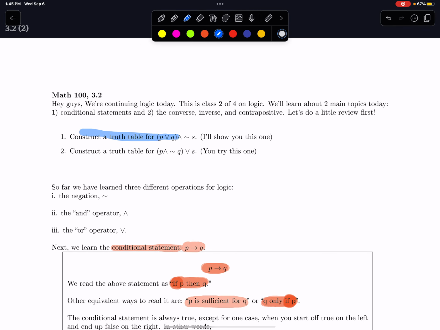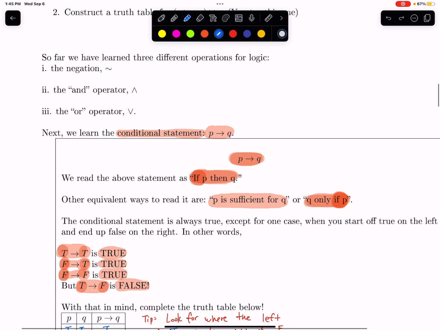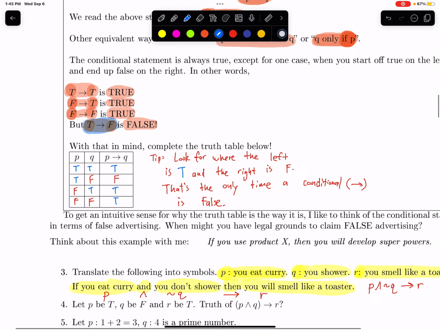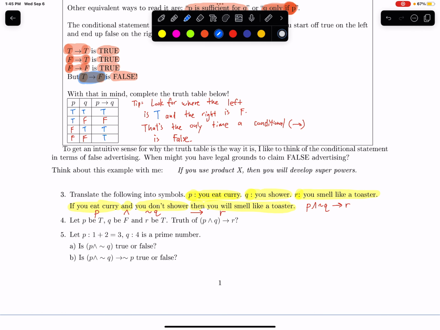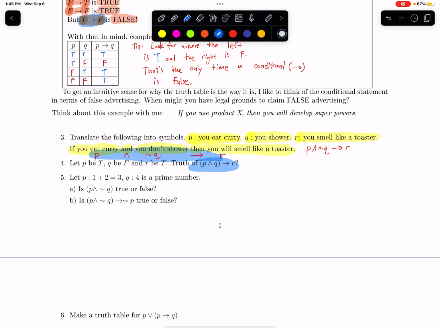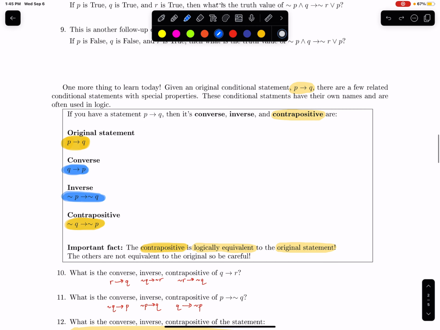Well, we started with just reviewing. We learned how to make bigger truth tables with 3 things, but using the same operators that we had before, right? The ands and nots. And then we learned about the conditional statement. That was the big new one for today. We learned that it's only false when you start off true on the left and then false on the right. In all other cases, it's true. Then we did some truth tables with that. We practiced interpreting and translating from symbolic form and vice versa. We evaluated the truth of compound statements involving the conditional statement. And then we learned about the converse, inverse, contrapositive. That's the thing we just did just now.